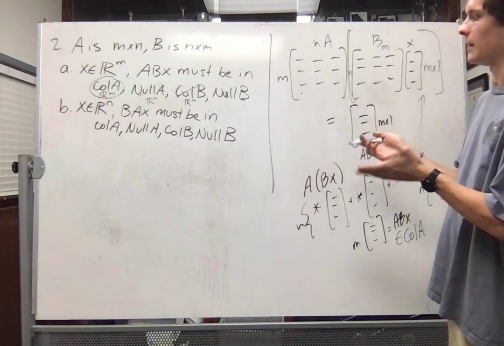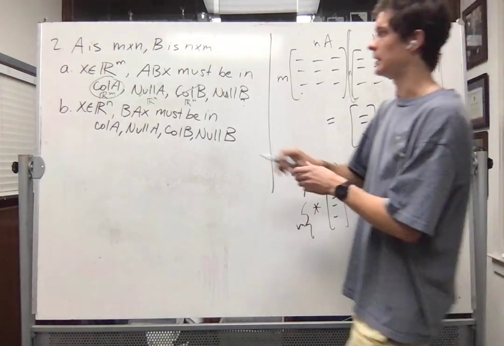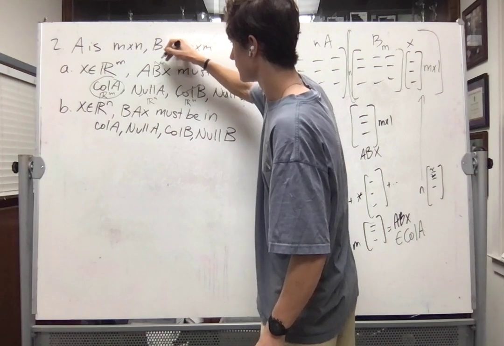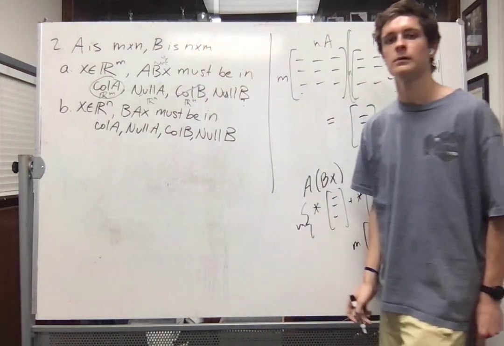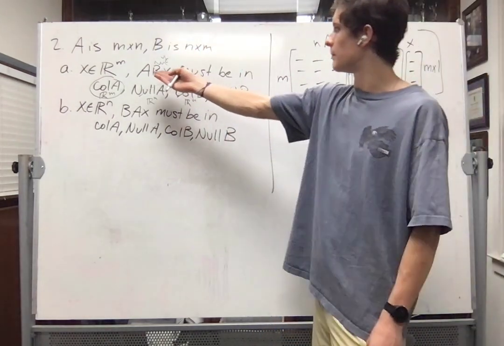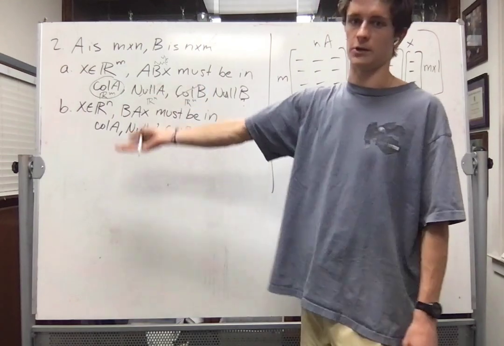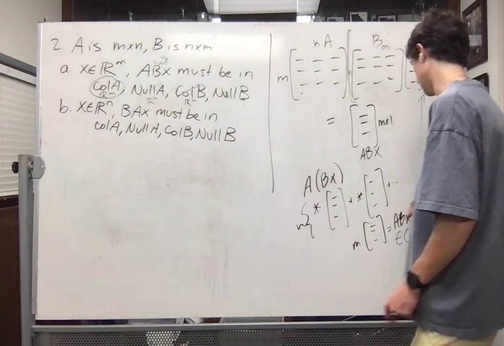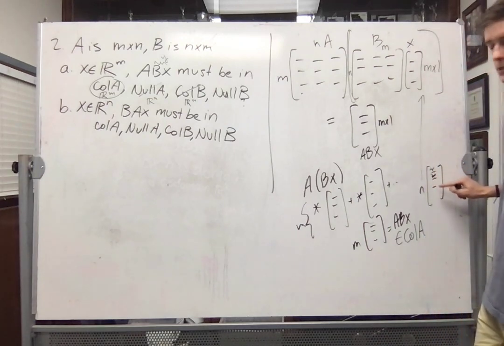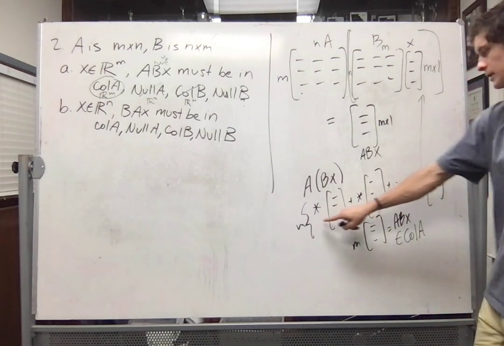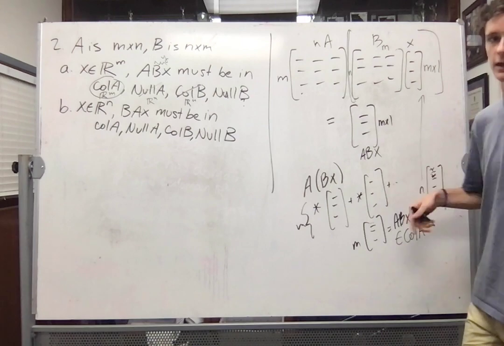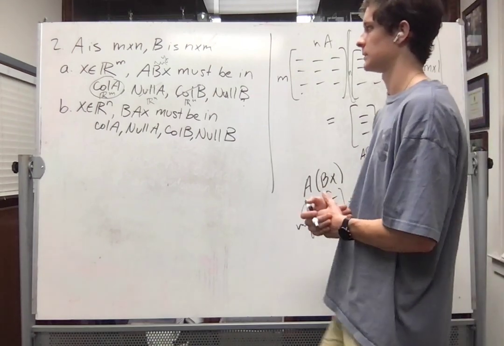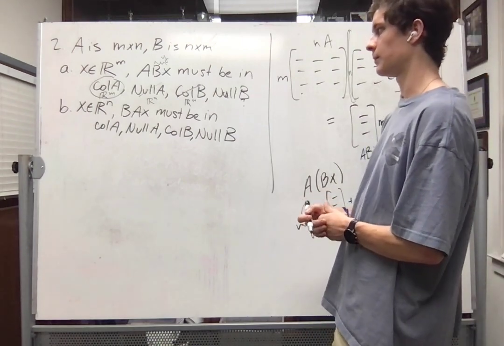Another way that you maybe could have looked at it is that if you just call Bx Y, then Ay is certainly in col A, because Ay is just going to be a vector with these entries that become the weights on the columns of A. So yes, ABx is certainly in col A.